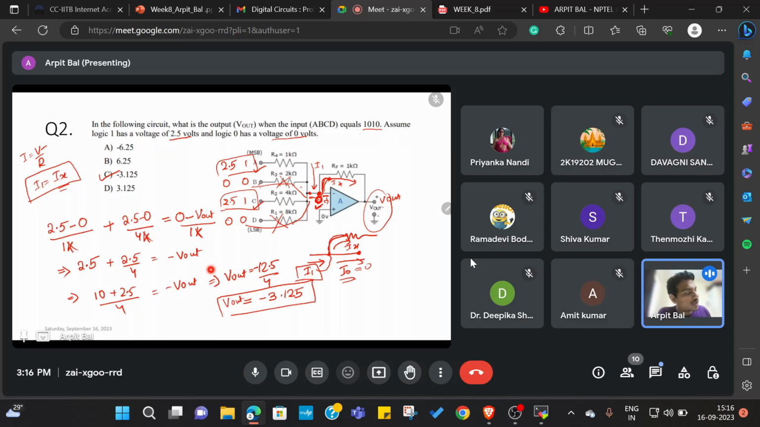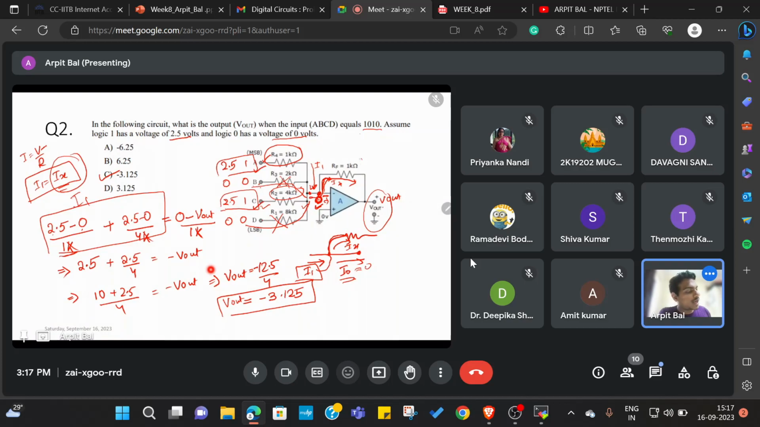So what will be the current through the A branch? It will be the voltage difference between the two nodes divided by the resistance. The voltage difference is 2.5 minus 0 divided by the resistance, that is 1 kilo ohm. That is the current through A. Similarly, the current through C is the voltage difference across 2.5 and 0 divided by 4K, the resistance connected here. So this is I1, and I1 has to be equal to IX, right?